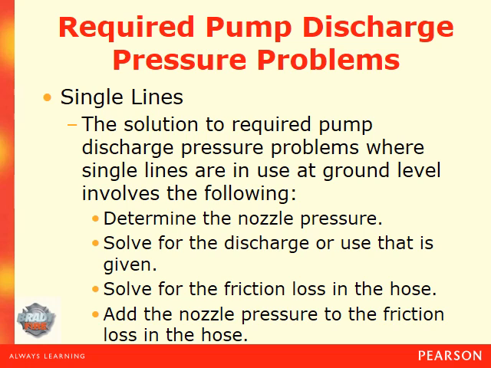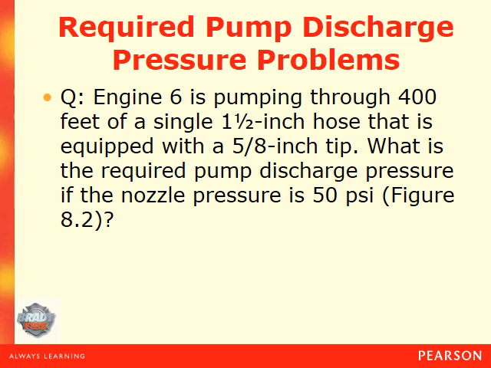Single lines. The solution to required pump discharge pressure problems where single lines are in use at ground level involves the following. You have to determine the nozzle pressure, and again, we give you those on the previous slides. You need to solve for the friction loss in the hose. Then you're going to add the nozzle pressure to the friction loss in the hose, add it all up, and that will give us our required pump discharge pressure. So let's look at our first problem.